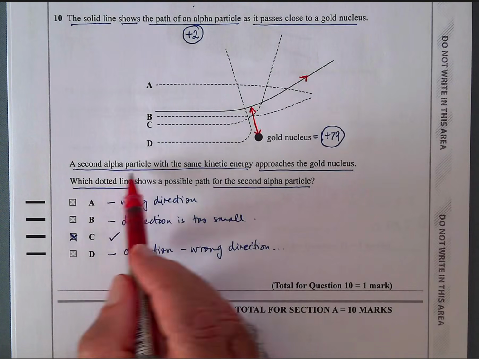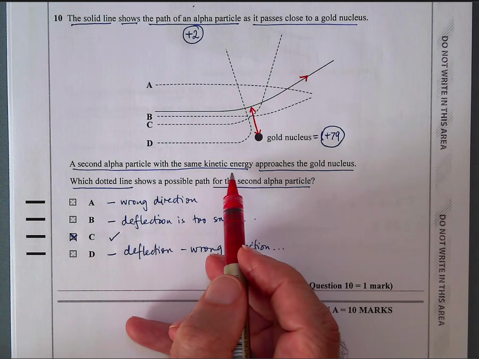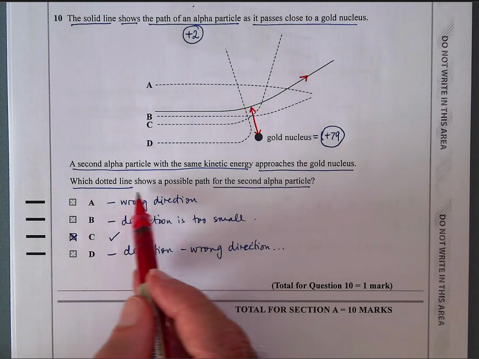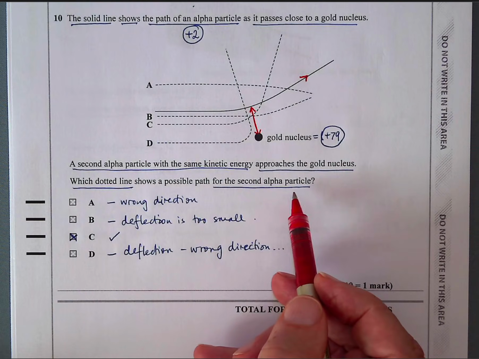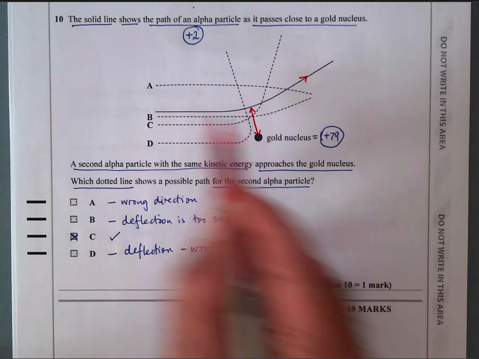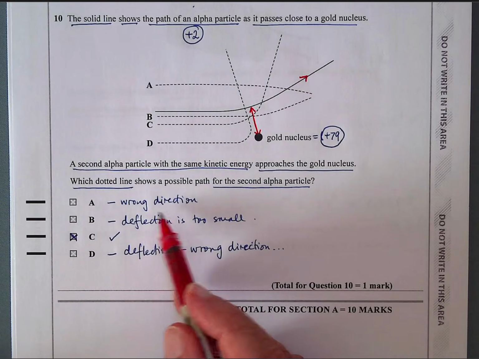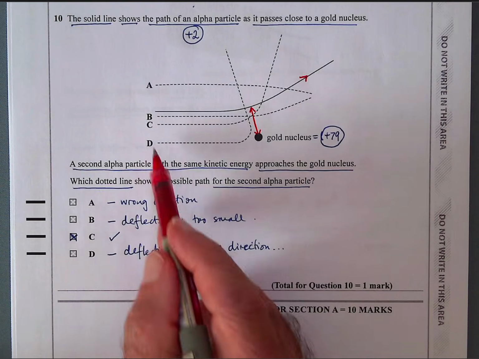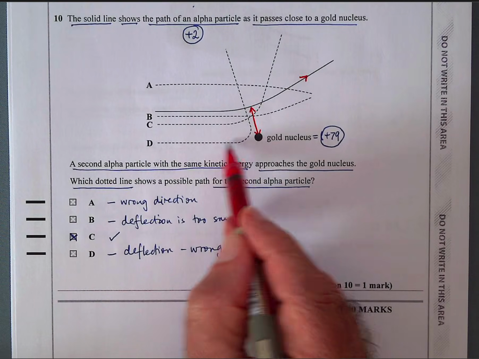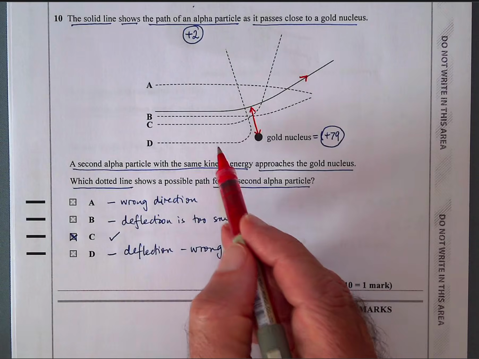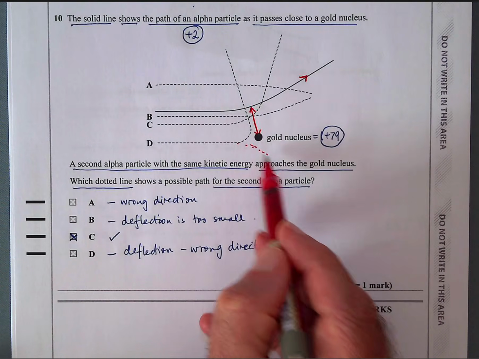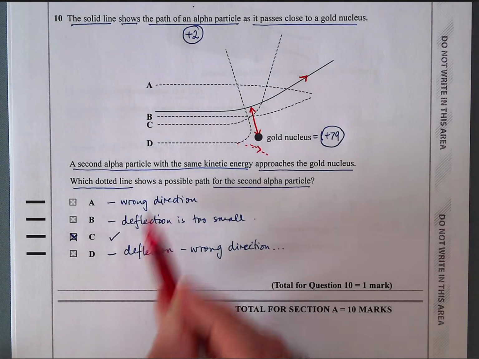Let's say now a second alpha particle with the same kinetic energy, so same initial velocity, approaches the gold nucleus. Which dotted line shows a possible path for the second alpha particle? Okay, well, A is the wrong direction because it's attracting, and obviously we know they're both positive. So A is wrong, and D is wrong because D is going in the wrong direction as well. If it was coming from this side, D would go this way. It's not going to bounce and go left. It's going to go that way, D. So D is wrong, A is wrong.